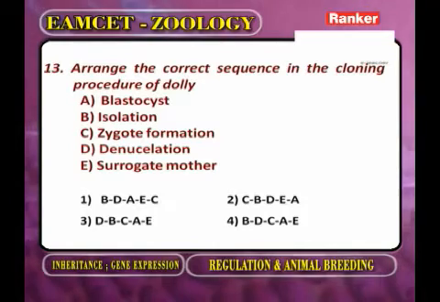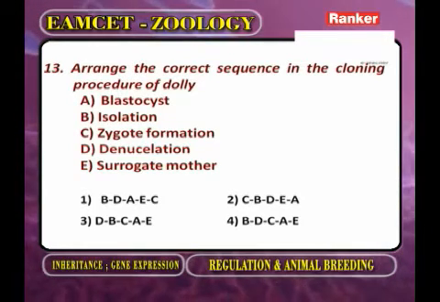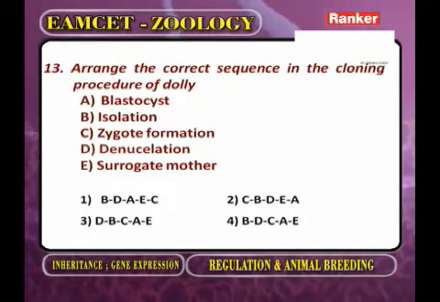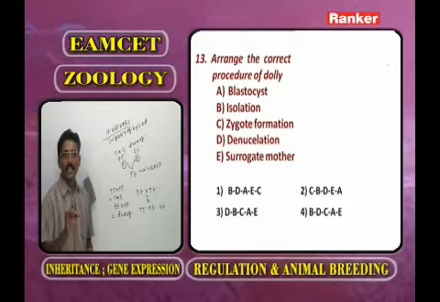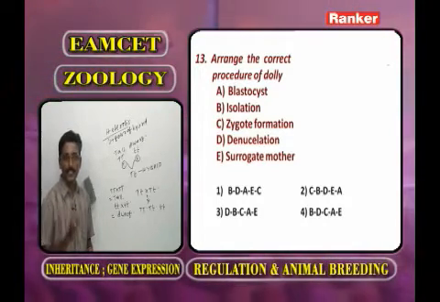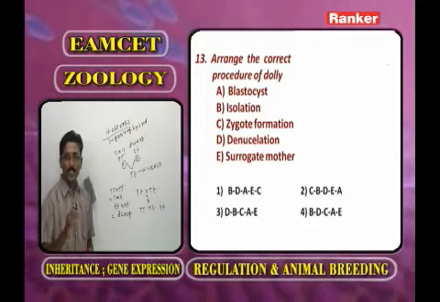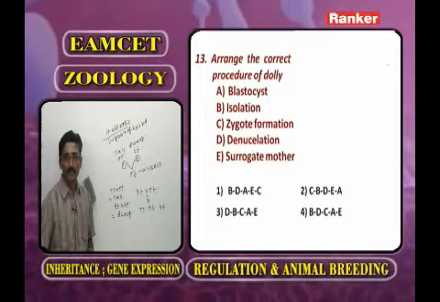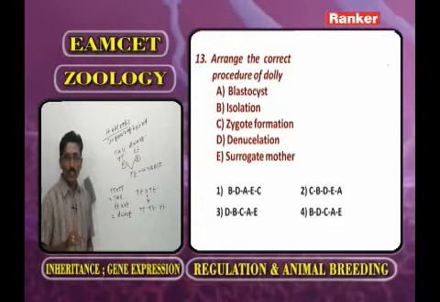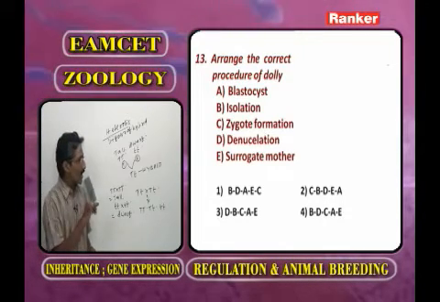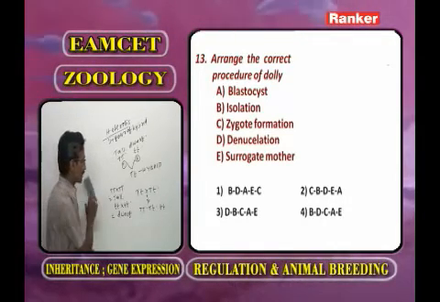Arrange the correct sequence in the cloning procedure of Dolly. Now, the cloning of organisms was first conducted by Ian Wilmut. He was confined to England. Recently, Dolly died. Now the same person, Ian Wilmut, is again conducting cloning experiments. Now he is trying to improve the lifespan of the offspring. Now in the cloning experiment, what did he do?